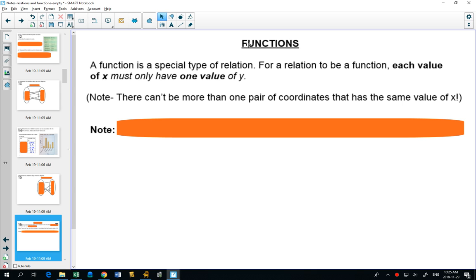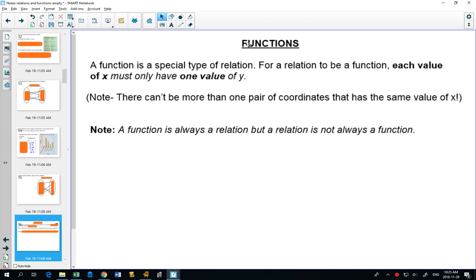That's what makes something a function. There can't be more than one pair of coordinates that has the same value of x. A function is always a relation, but we can sometimes think of relations not being a function. So if we think back to our fruit and our color, if the fruit is our x value, bananas can be yellow and they can be green. So that makes it not a function because we have two y values for the same x value.